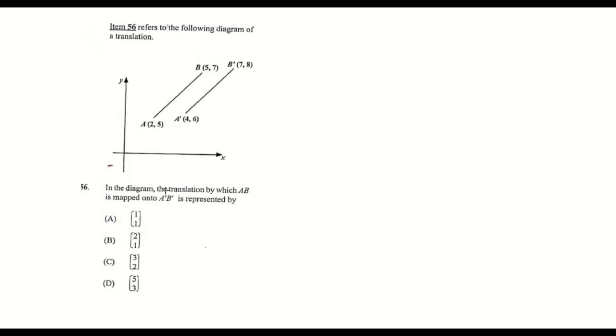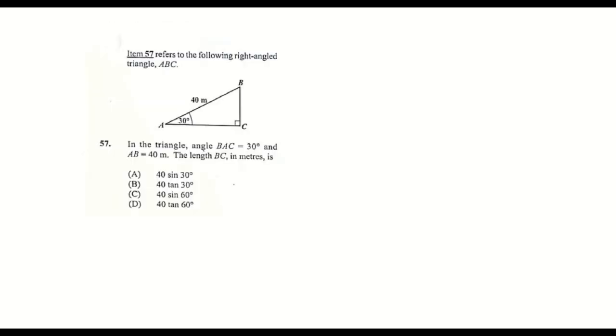This one here is a translation. We're going from 2 to 4 and then 5 to 6. It was 2, 1, if I'm not mistaken. 2 plus 2 is 4. 5 plus 1 is 6. 5 plus 2 is 7. 7 plus 1 is 8, right?